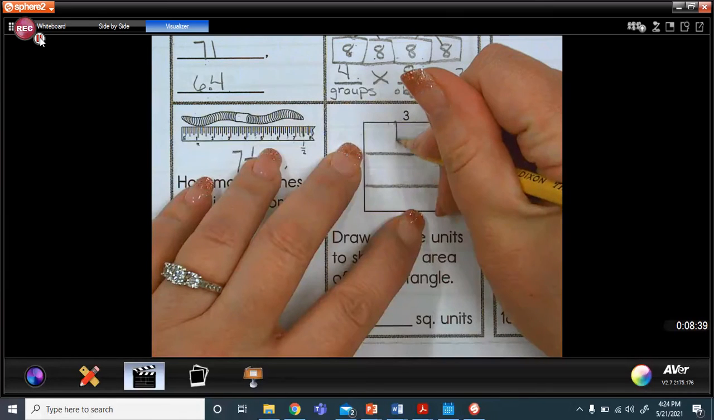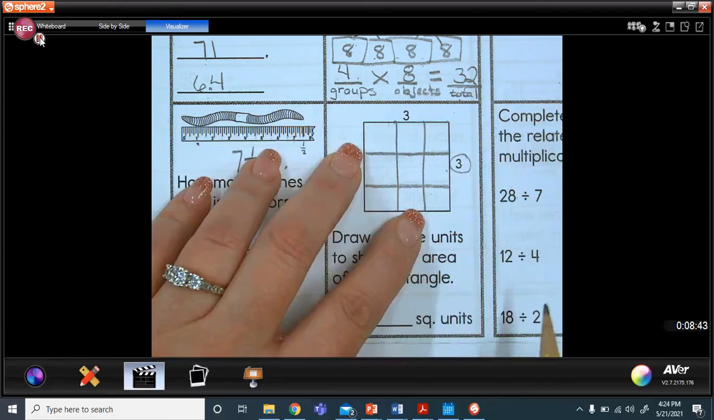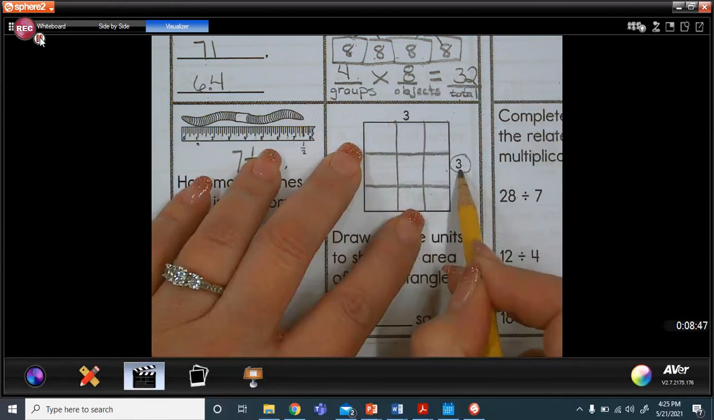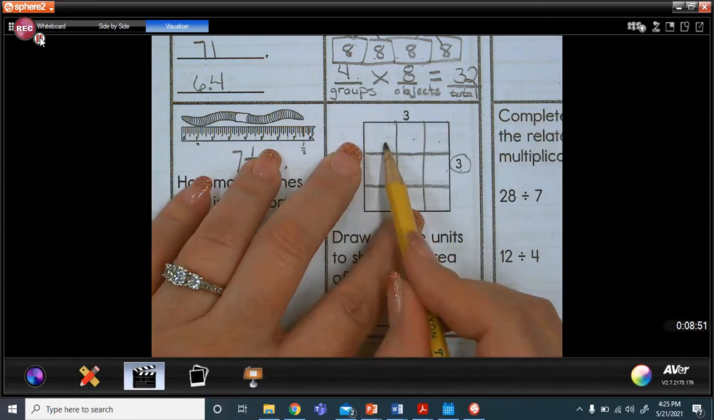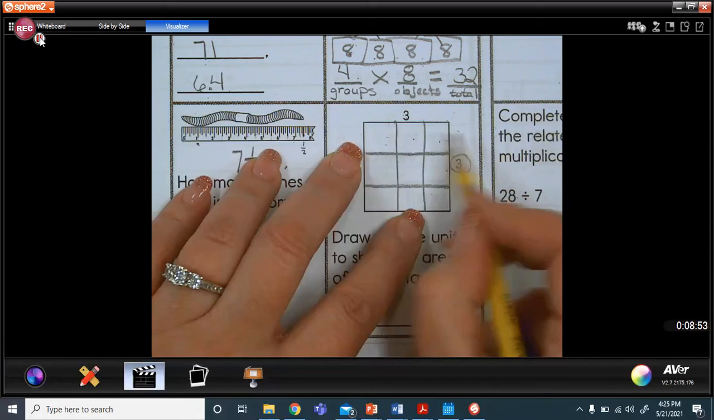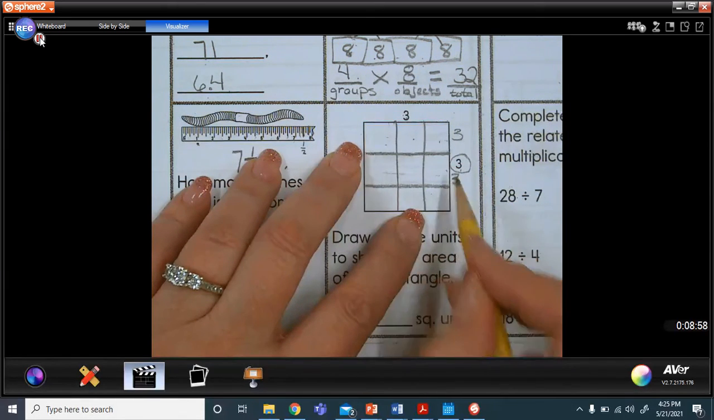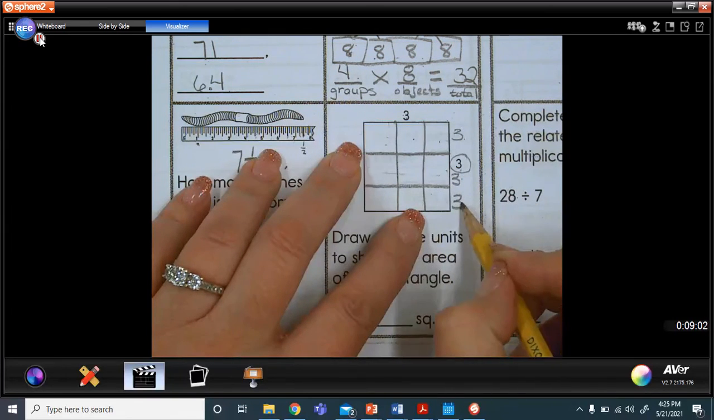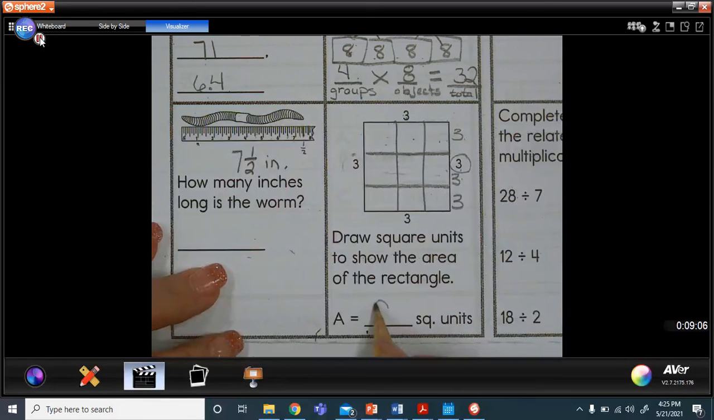So that could be 3 rows with 3 columns. How many rows and how many columns? I have 3 rows of 3, with 3 squares in each row. So there's 3 here, 3 here, and 3 here. And 3 plus 3 plus 3 is 9 square units.